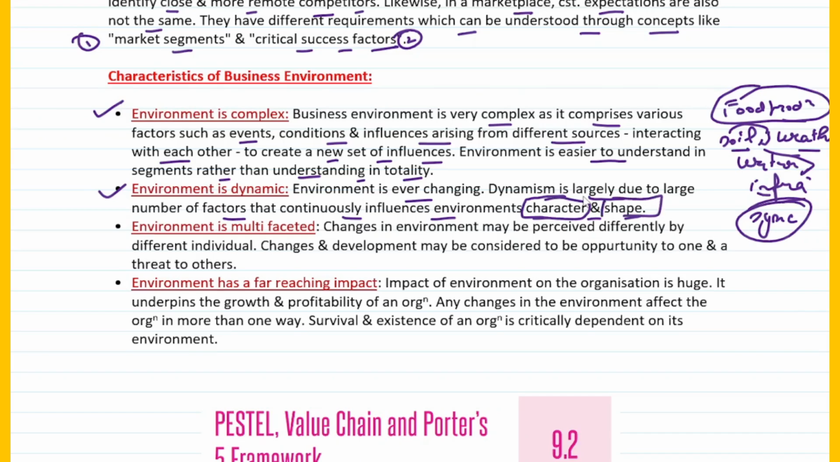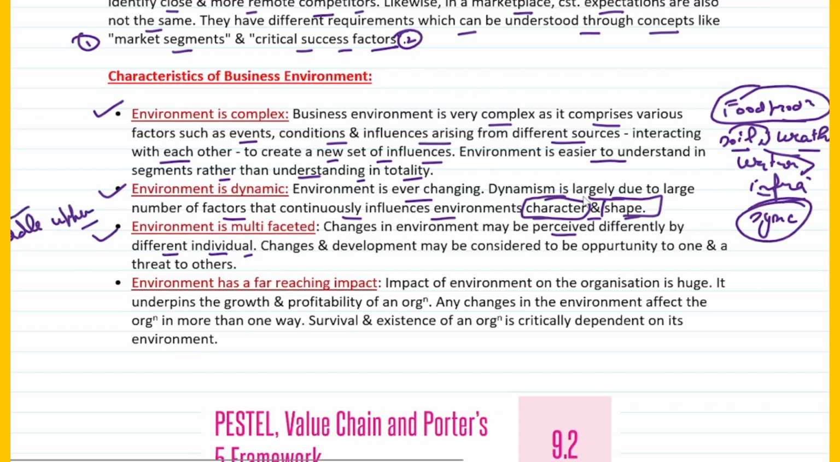Third one is environment is multifaceted. Multifaceted means what? Having many sides or different faces. That is multifaceted. Now changes in environment may be perceived differently by different individuals. So one person may be looking at an environment in one way, whereas the other person will be looking at it from a different perspective, right? Now this can be simply understood with the way an environment is changing for, say, a middle class person or say an upper class person.